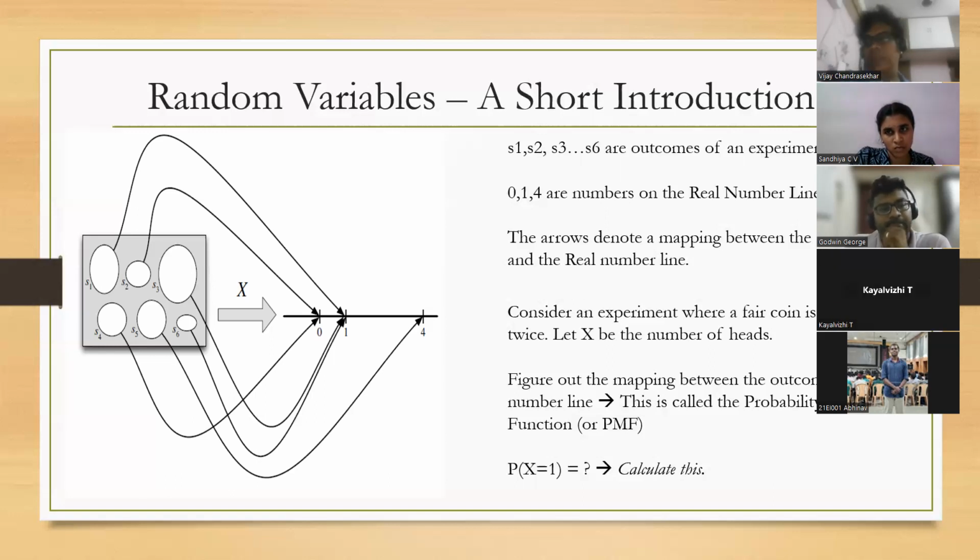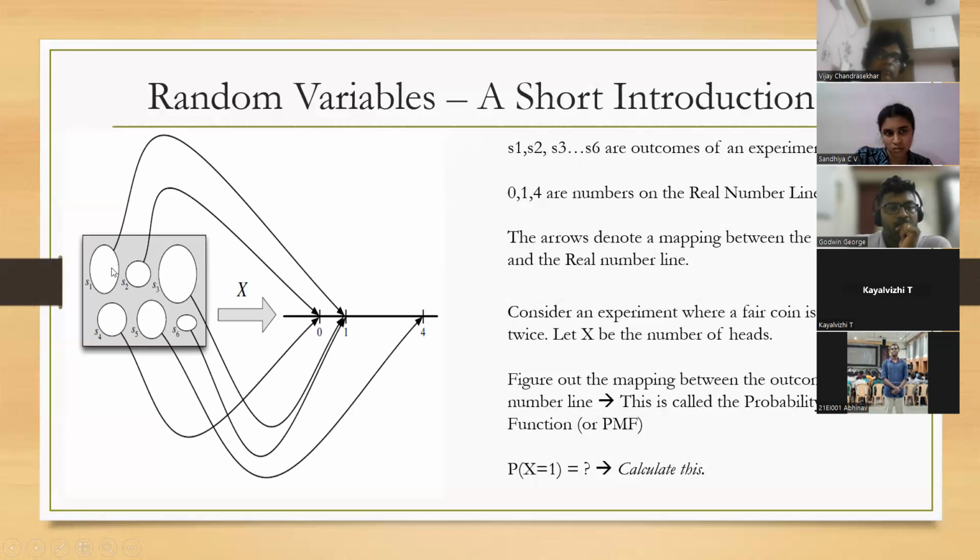What is your intuition? No, because we cannot have multiple outcomes for one function. Okay, so what you're saying is I cannot map the same outcome to different numbers on the real line. That's what you're trying to say.